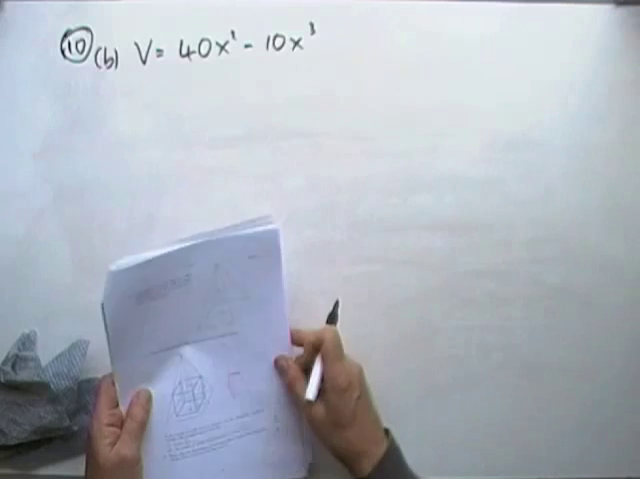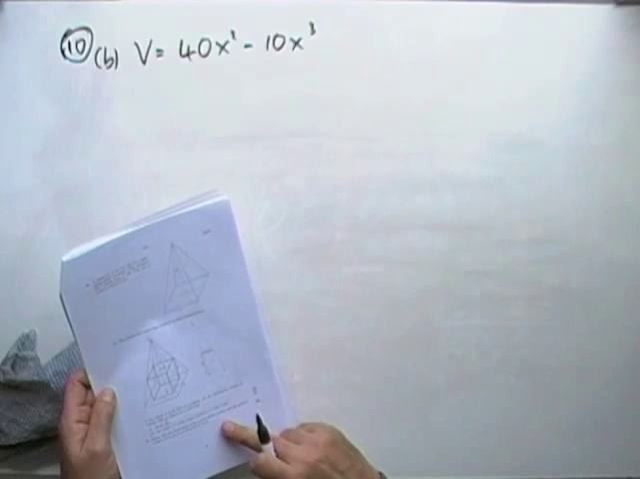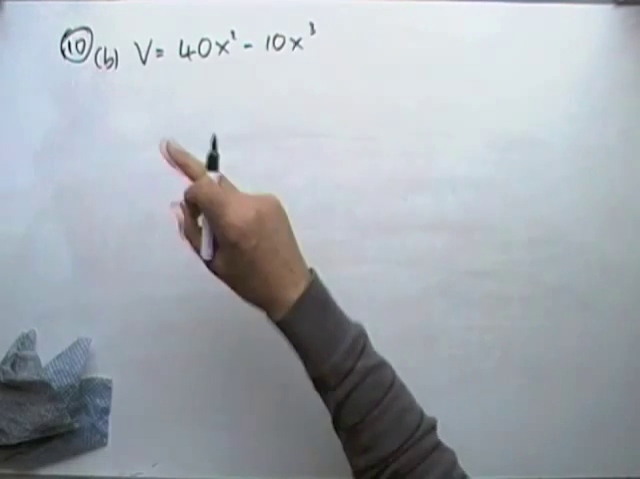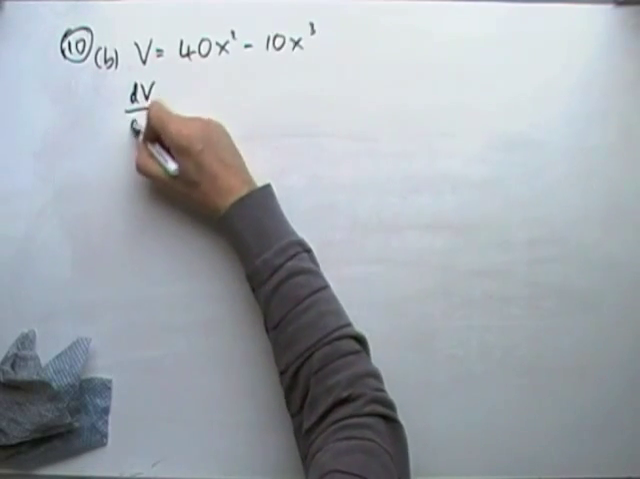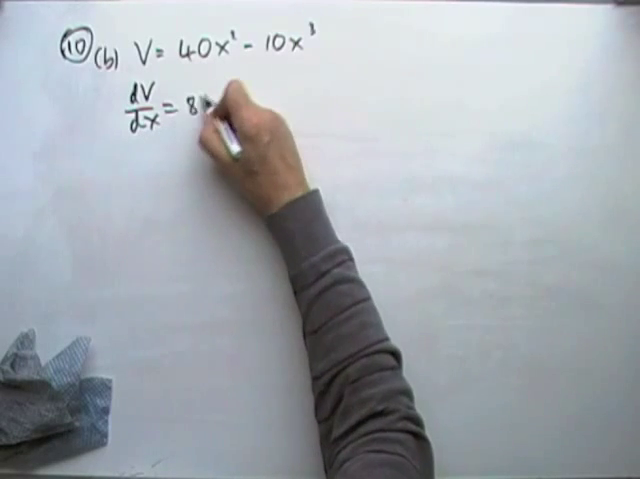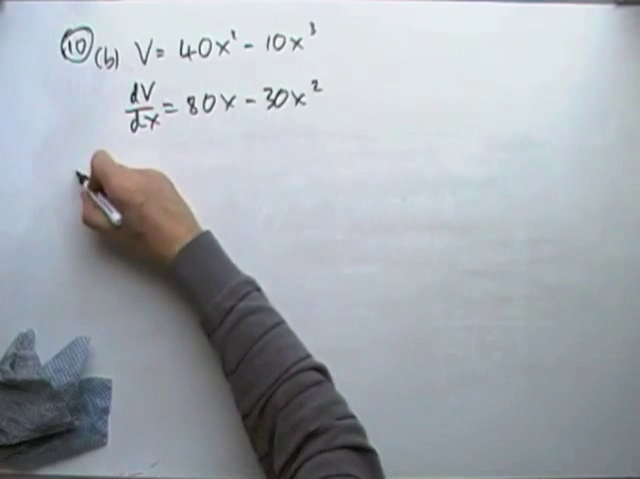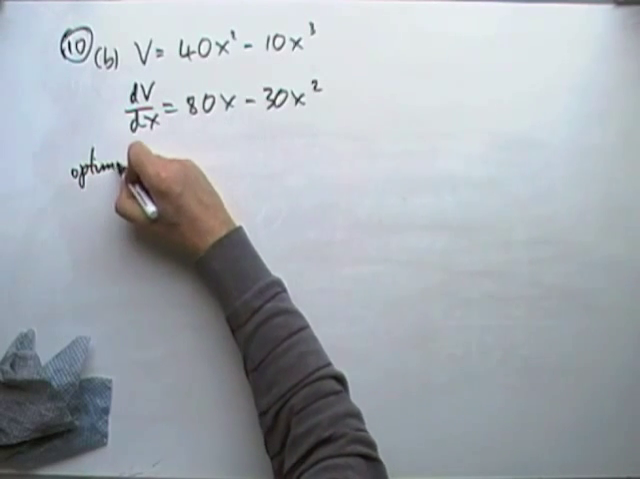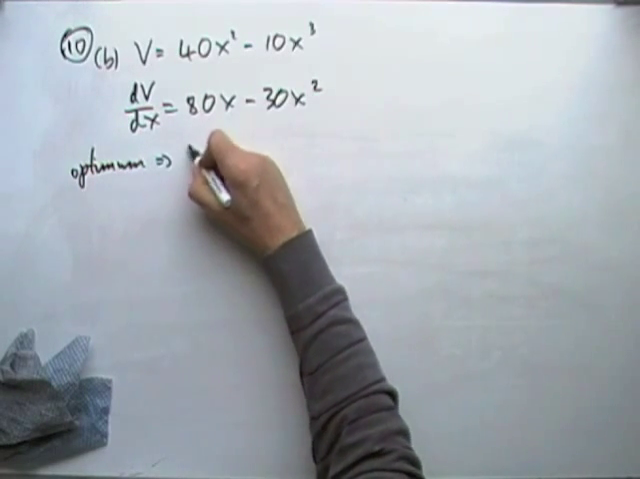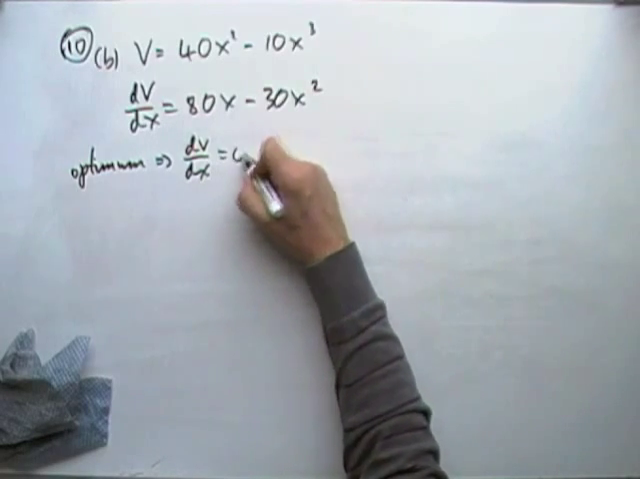That was the first bit. So it says, find the dimensions with the greatest volume. Greatest volume, want to differentiate. So dV by dx, that'll be 80x minus 30x squared. And it will have an optimum if that derivative ever equals 0.